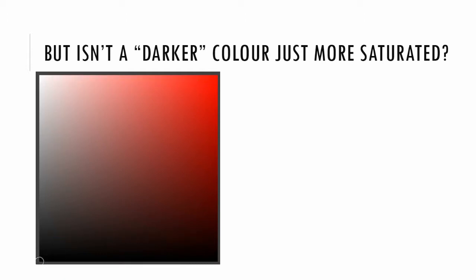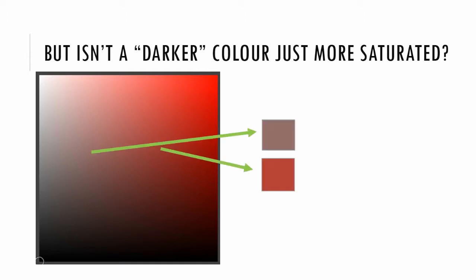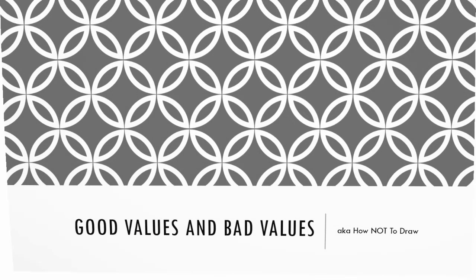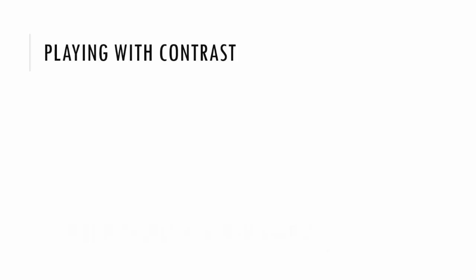So a better way to illustrate this is to take two colors that lie on the same value, and they have different saturations. But when you convert them to grayscale, you'll find that actually it's the same shade of gray. And that's how you can best understand the difference between value and saturation. So let's look at good values and bad values. And yes, there are good and bad values, but it's not what you think.